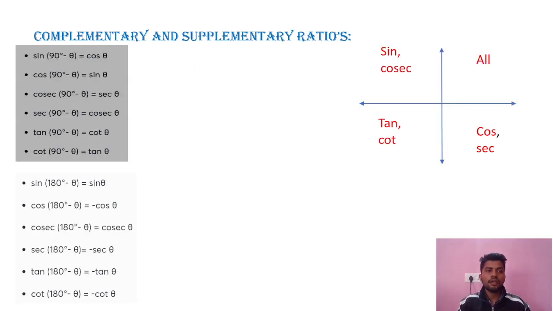Let's move. Now, next are complementary and supplementary ratios. So, sine of 90 minus theta is cos theta.